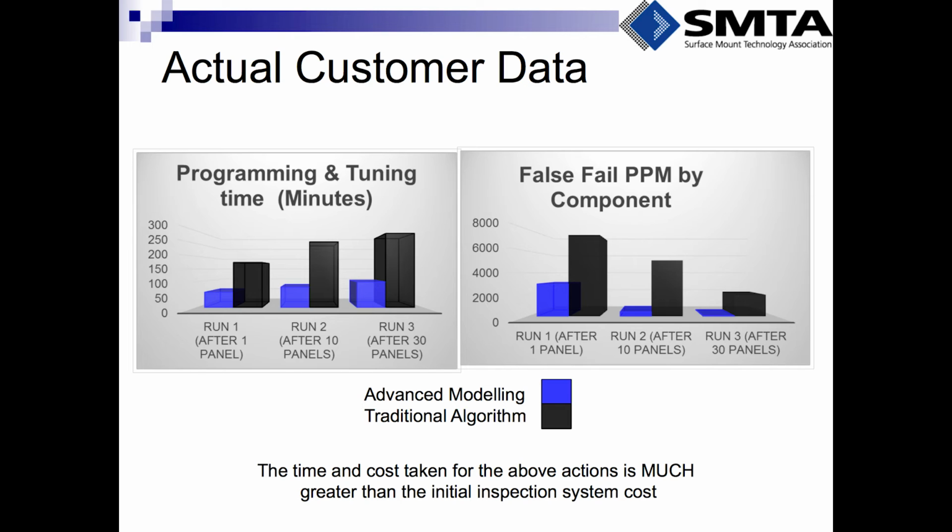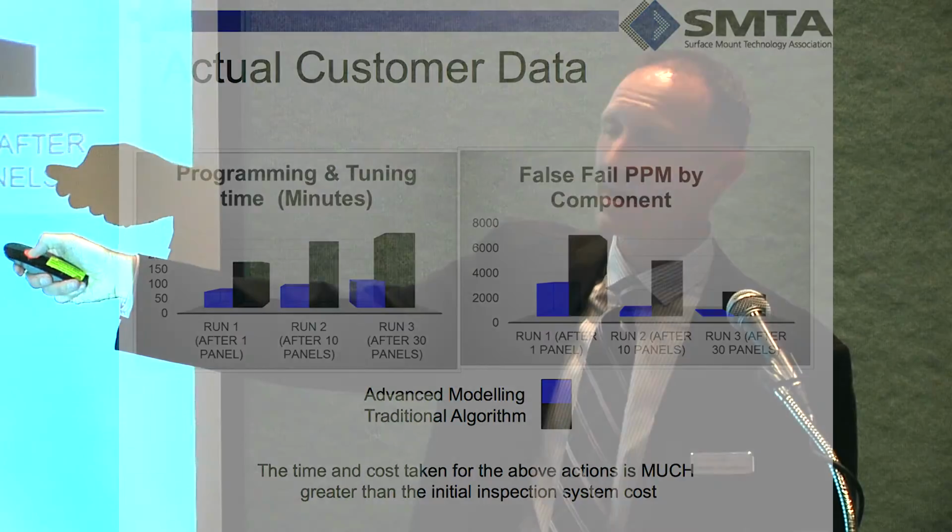Whereas with a traditional algorithm, it took a lot longer to tune because you've got all these steps with algorithms and all the variations that you're trying to program. And every time you've got some kind of switch or some kind of change maybe in the components, your time is increasing exponentially here.